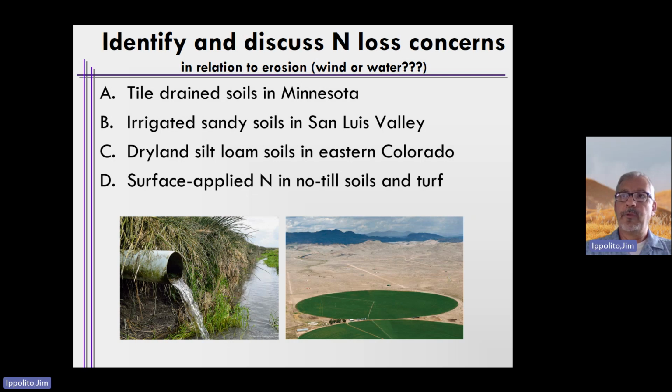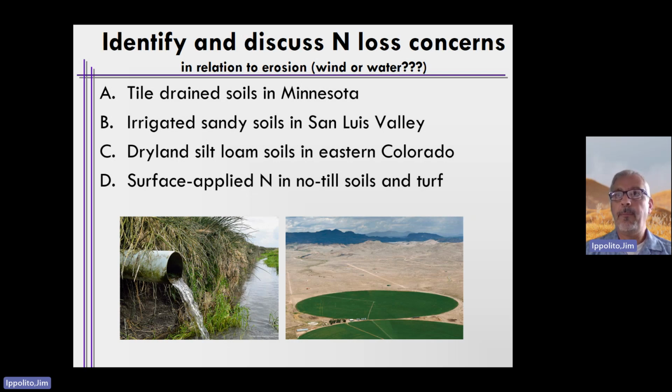Let's go to letter D, surface applied nitrogen in no-till soils and in turf. What's the loss pathway? What's the potential loss pathway? So hopefully, based on what you know about the nitrogen cycle now, you're thinking volatilization. I hope you're thinking volatilization. At least that should be the initial thought with respect to the loss pathway.